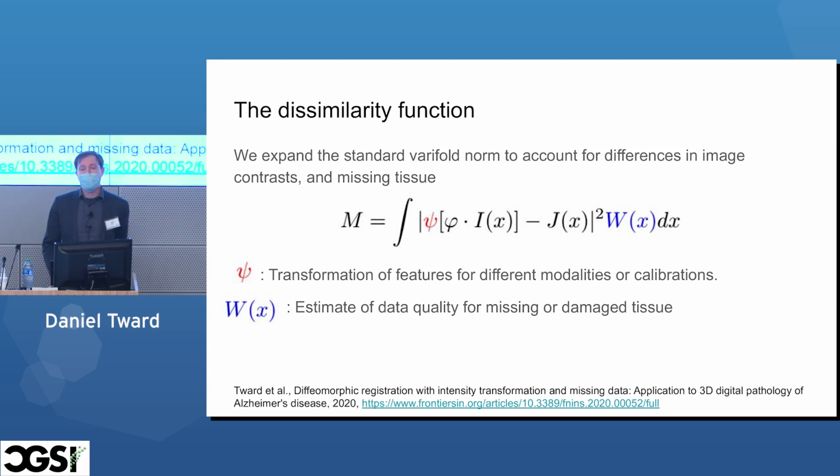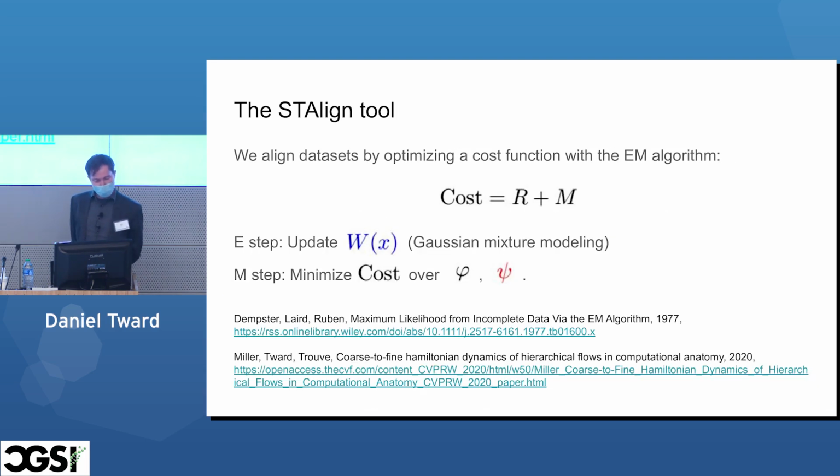And adding a weighting term here, W, which tells us that there might be some regions of the image that need to be ignored. For example, if there was missing tissue, or if there was corrupted data, or if there was artifacts. So using this matching function, we can construct an alignment algorithm.